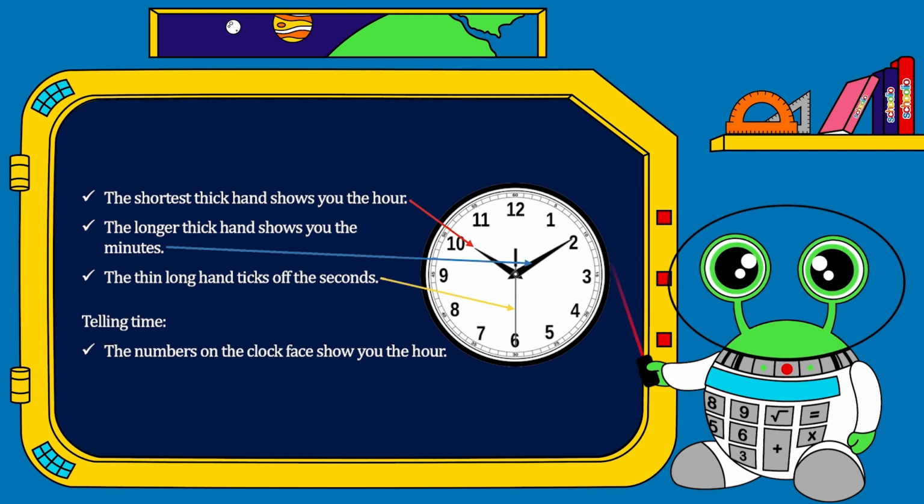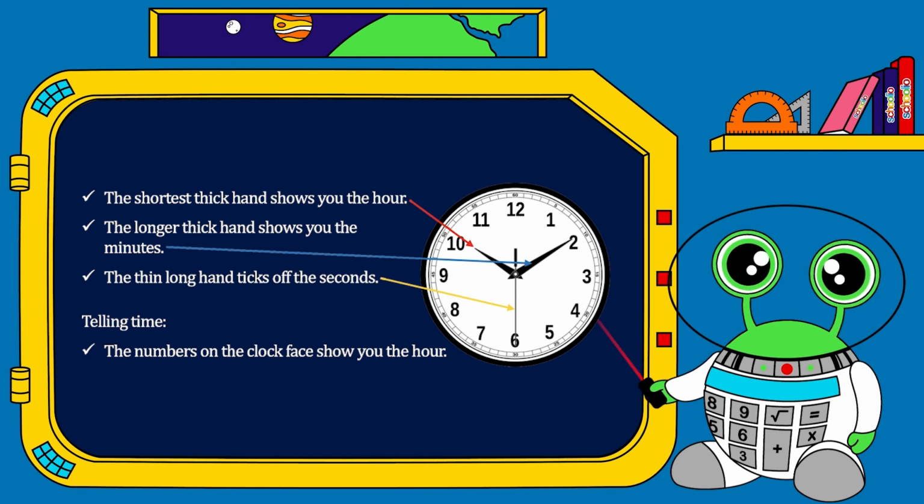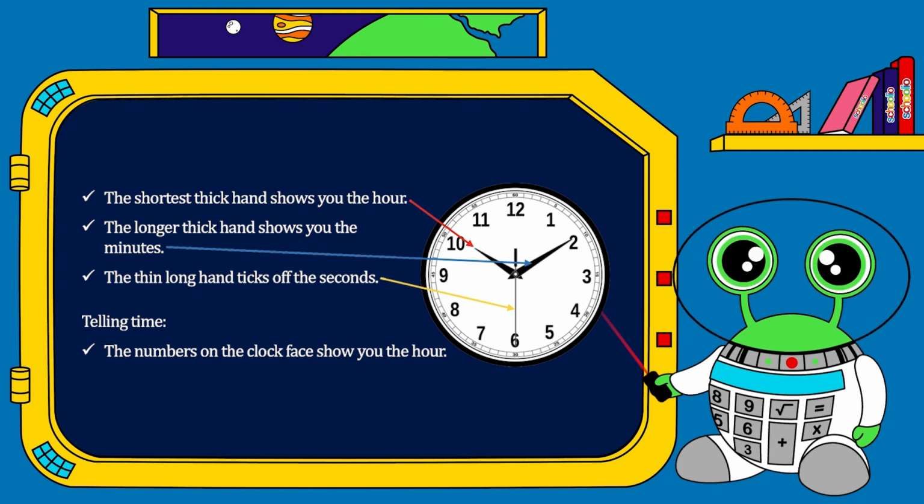Now, let's learn how to tell time. The numbers on the clock face show you the hour. If the hour hand is pointing at the 10, or anywhere between the 10 and the 11, then you're in the 10th hour and the time starts with 10.